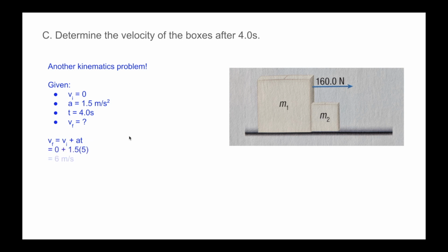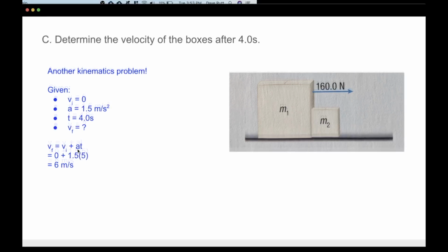Plug in the numbers, and you should get a final velocity of 6 meters per second, which makes sense because if you just look at the acceleration, it's basically saying the speed increases by 1.5 every second, and it goes for 4 seconds. So you just multiply that by 4. That formula, oops, I wrote a 5 here. That should be a 4.